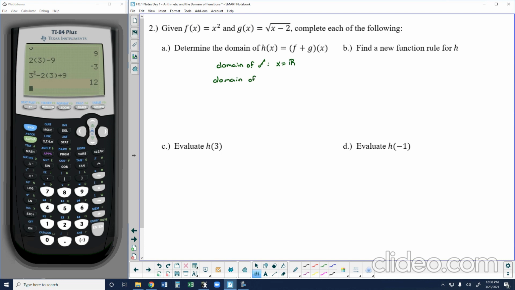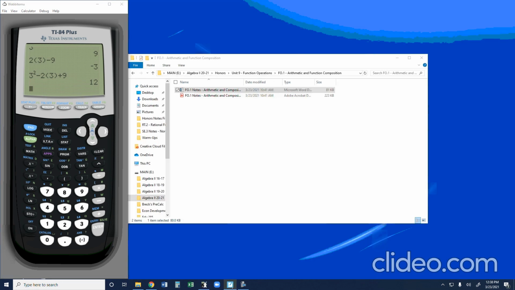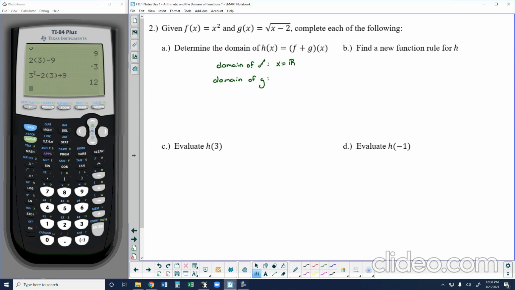We haven't done this in a little while, but we did take a look at the domain of root functions. Remember that inside the root, the value has to be greater than or equal to 0. It cannot be negative. That would give us imaginary numbers, and in these functions, imaginary numbers don't exist as part of the domain. So the domain of g is x must be greater than or equal to positive 2, if you add 2 to both sides.